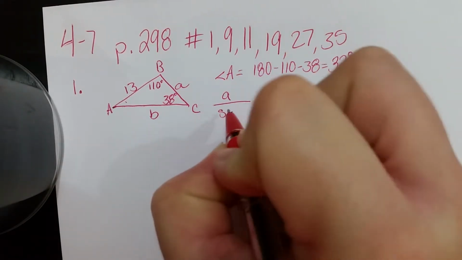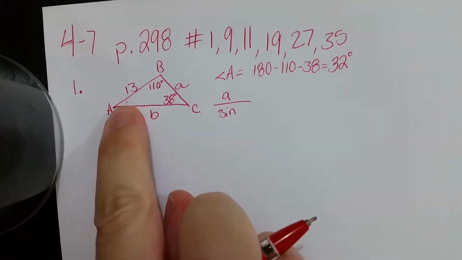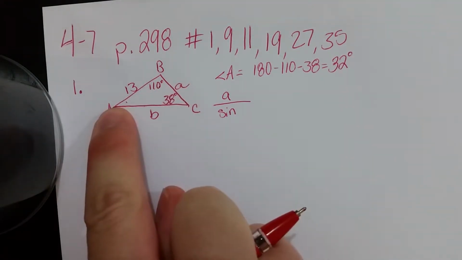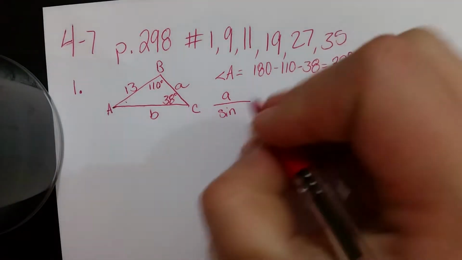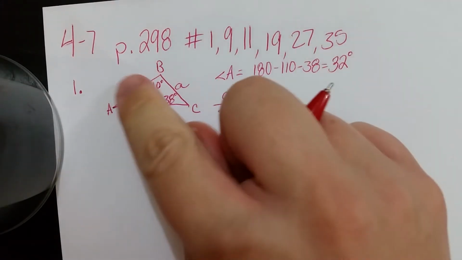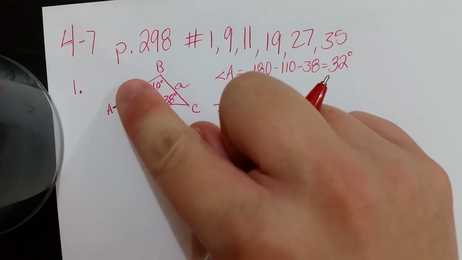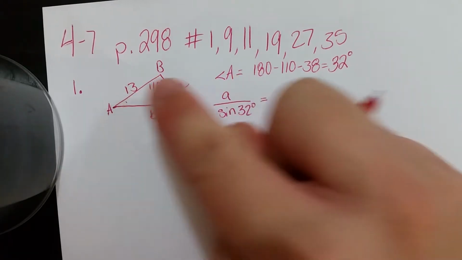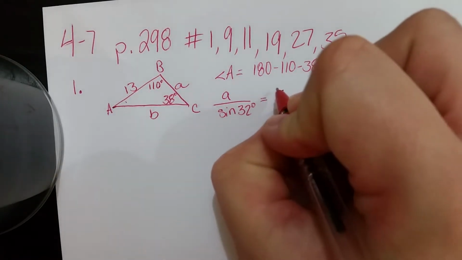So I need A over sine, and then you put it over angle A. You put it over the opposite one. So in this case, sine of 32 equals, and then you need to use a pairing that you have both the side and the angle. So in this case, I'll use 13 over sine 38.